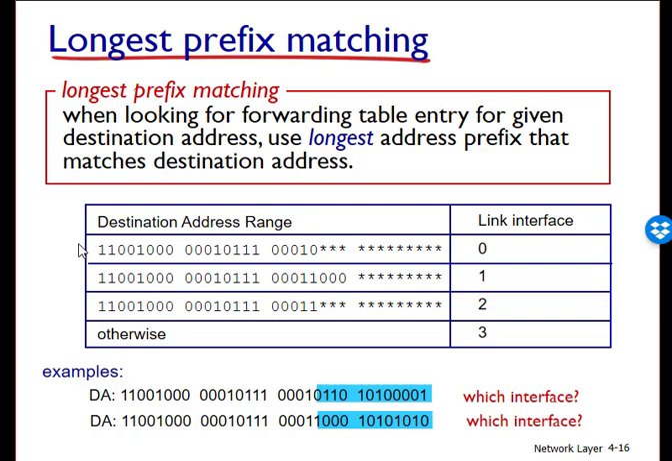Although this sounds simple enough, there's an important subtlety here. You may have noticed that it is possible for a destination address to match more than one entry. For example, the first 24 bits of the address match the second entry in the table, and the first 21 bits of the address match the third entry in the table. When there are multiple matches, the router uses the longest prefix matching rule. That is, it finds the longest matching entry in the table and forwards the packet to the link interface associated with that longest prefix match.